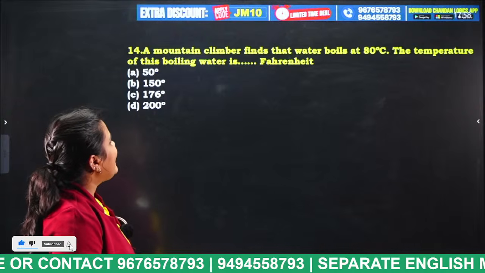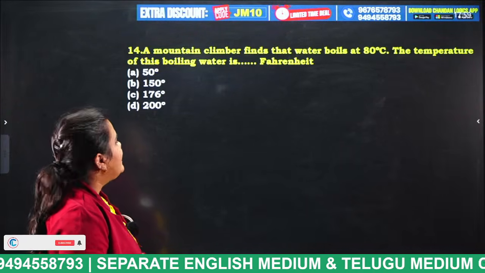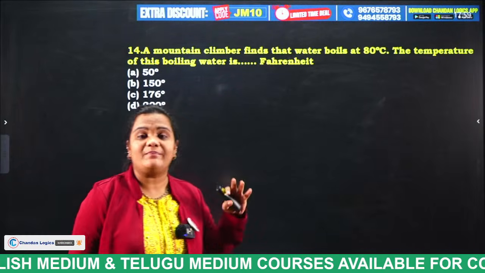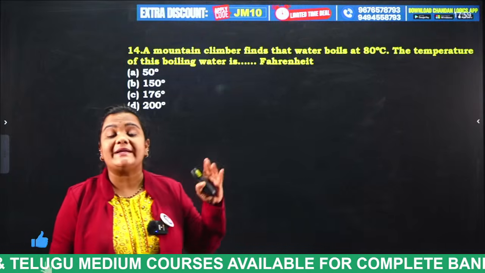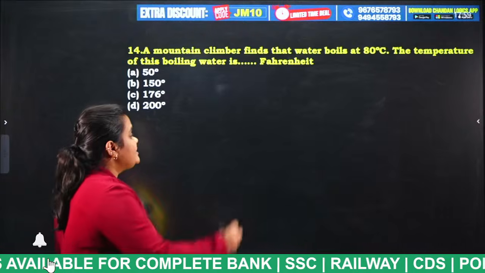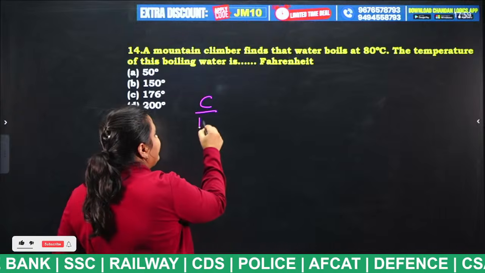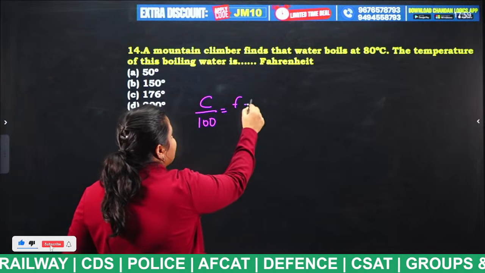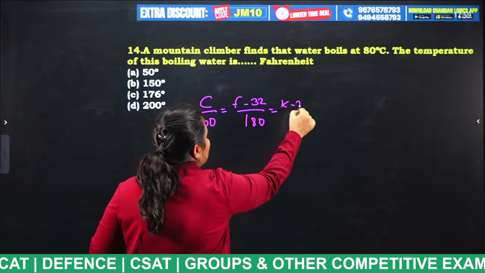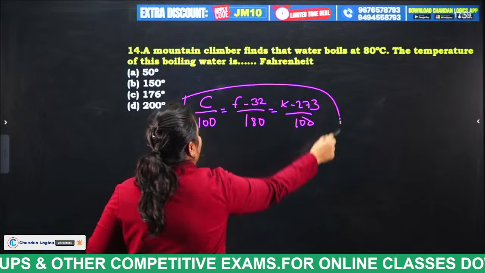A mountain climber finds that water boils at 80 degrees centigrade. The temperature of this boiling water is? If you want to solve this type of problem, you must know the relationship between Celsius and Fahrenheit. So, what is the relationship between Celsius, Fahrenheit and Kelvin, students? C by 100 is equal to F minus 32 by 180, and that is equal to K minus 273 by 100. From these relations, what do we have to find, students?